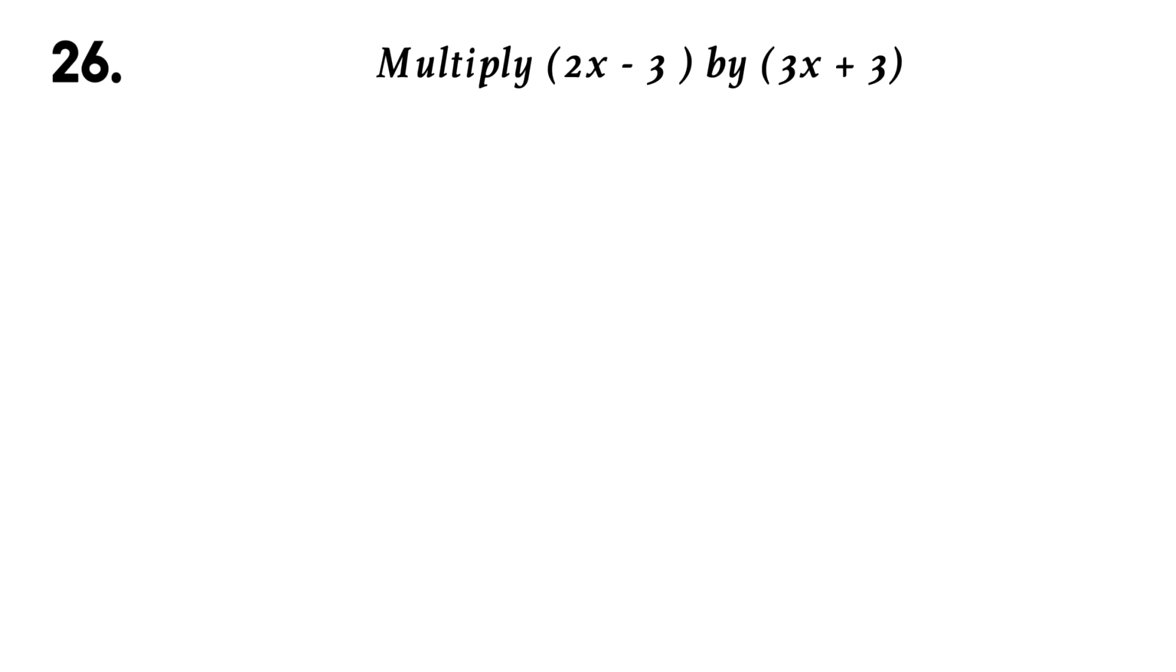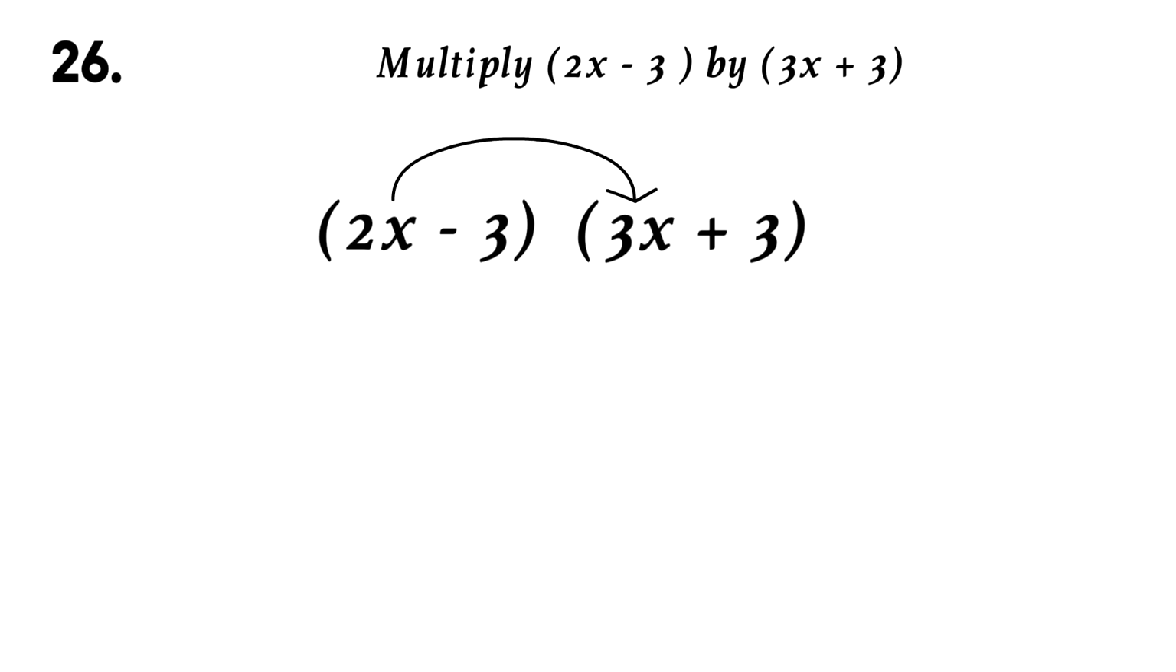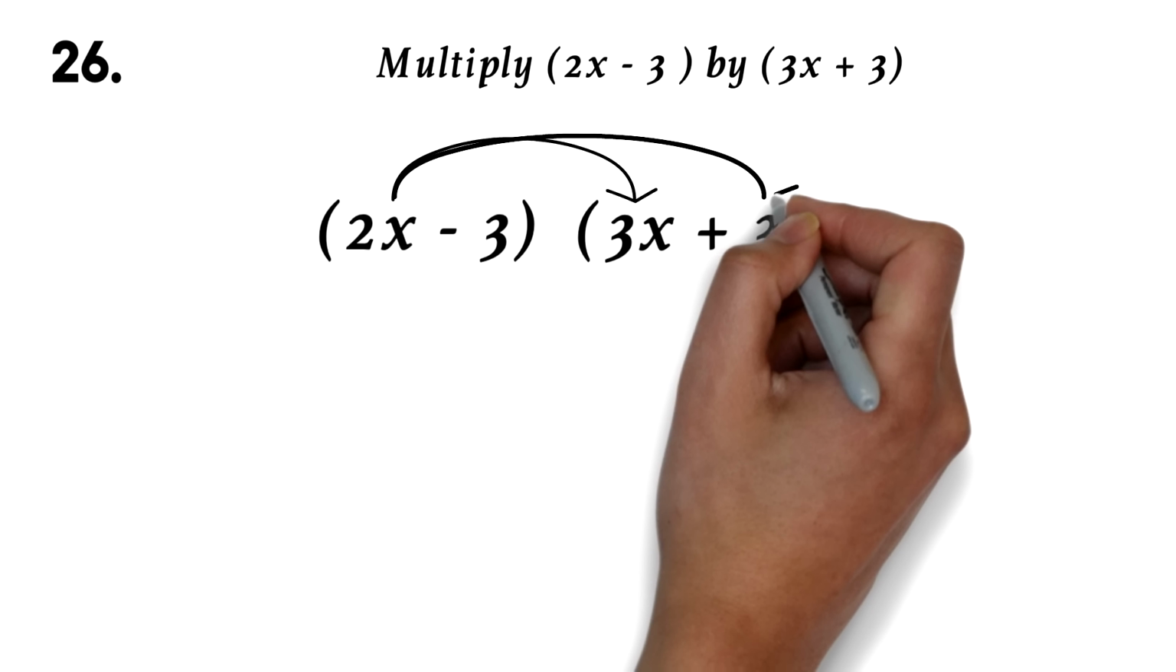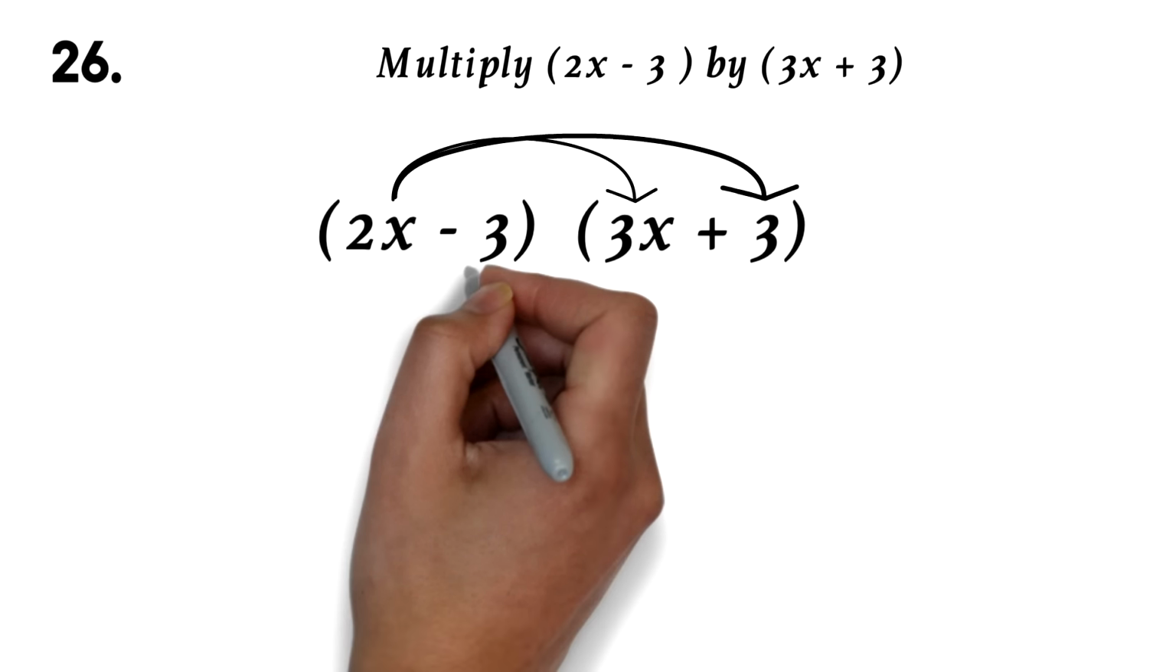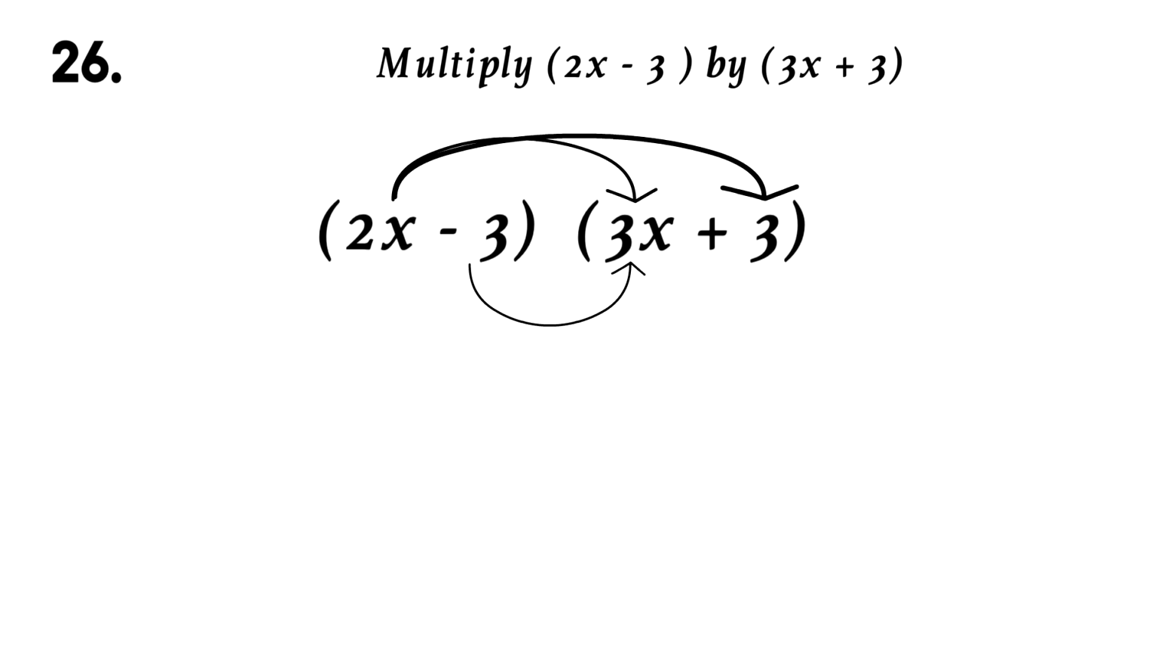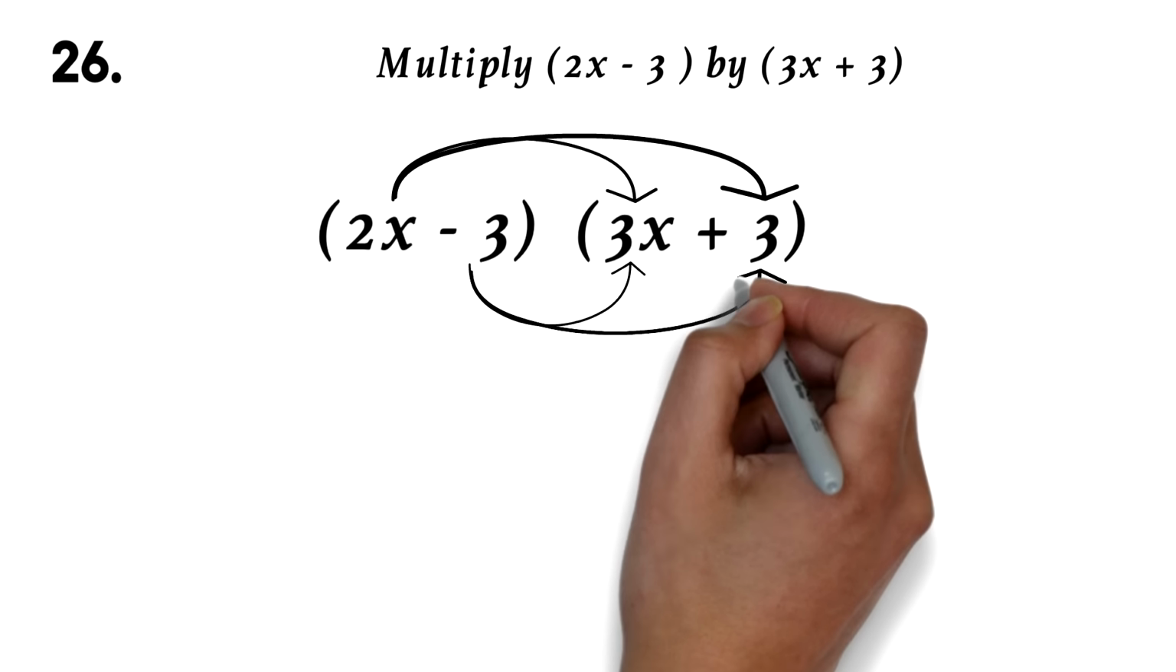We are multiplying the polynomial 2x minus 3 by the polynomial 3x plus 3. This question could have also been multiply 2x minus 3 by 3x plus 3 using the FOIL method. It's the same process. You have to multiply each term in the second polynomial by the terms in the first polynomial. So the 2x will multiply the 3x. Then it will multiply the 3. Next, the negative 3 will multiply the 3x and then the 3.